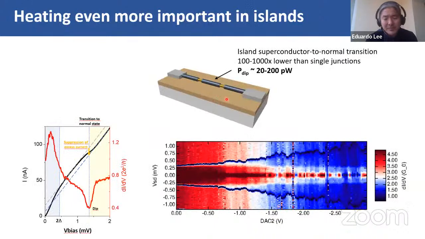By doing similar types of measurements, we noticed that the power required to drive the superconducting island to the normal state is 100 to 1,000 times lower than in single junctions, and this is reflective, we believe, of the heat dissipation mechanism. So this is data that we're currently analyzing, and hopefully soon I can tell you more about that.